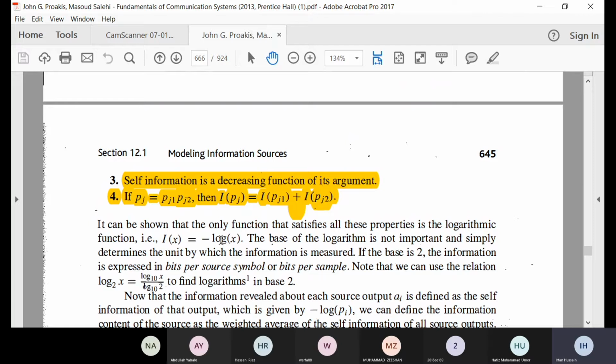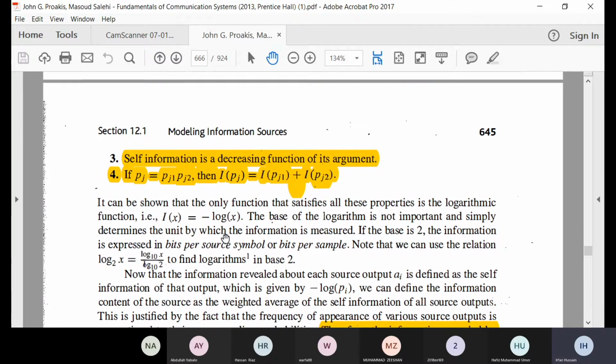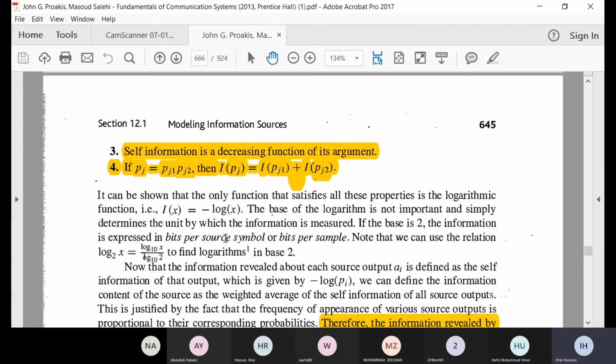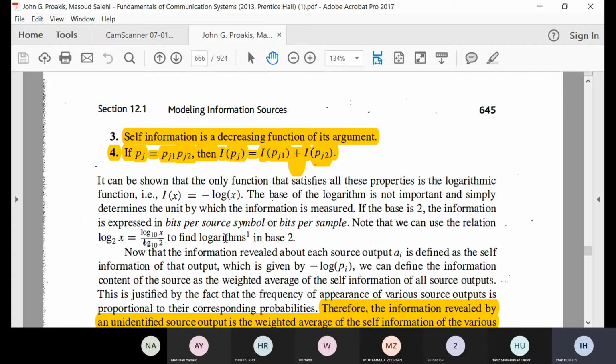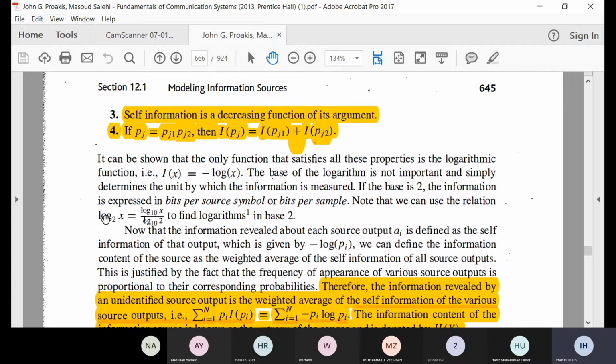You could choose any base, but normally we choose base 2, for digitization and all that, because we have 0 and 1 bits to represent. That is minus log. You can change the base of any logarithm by this method. For example, log base 10 of x divided by log base 10 of 2 will give you log base 2 of x.